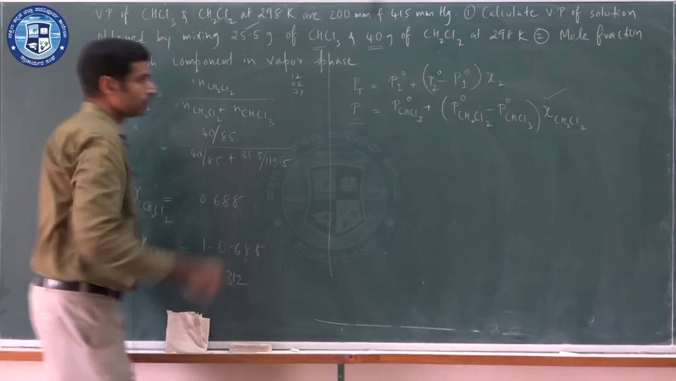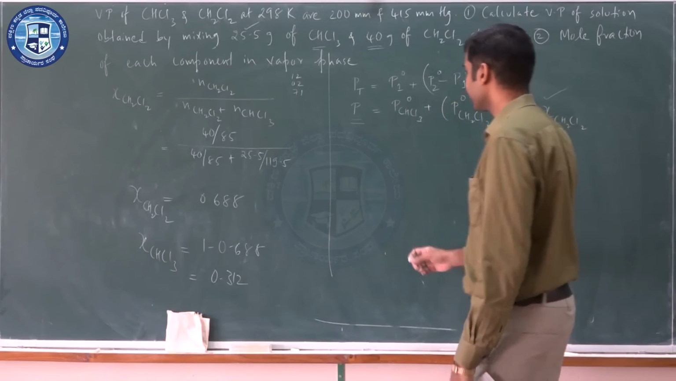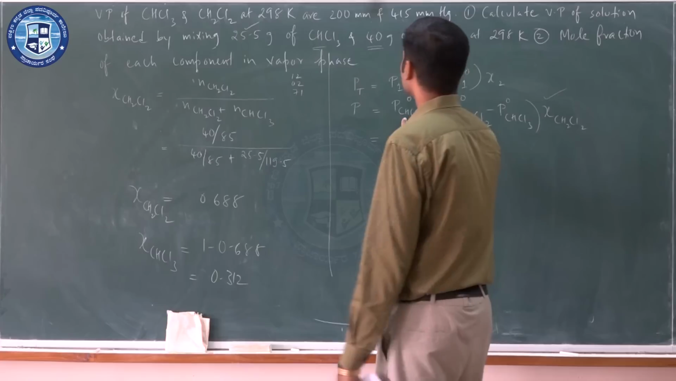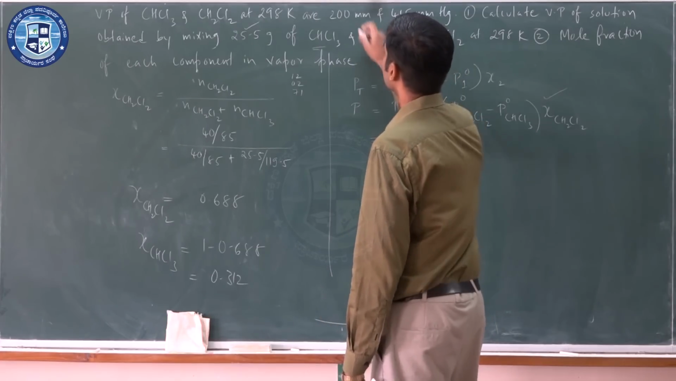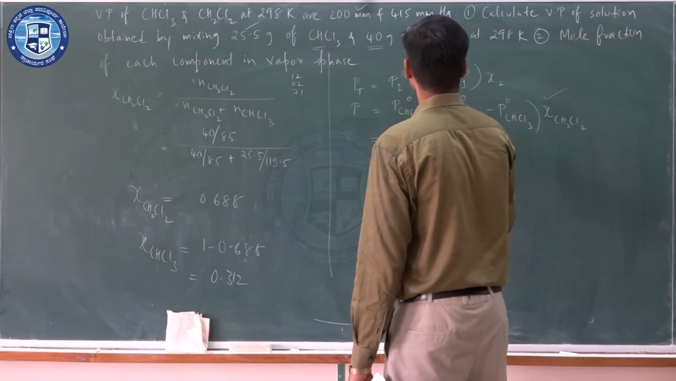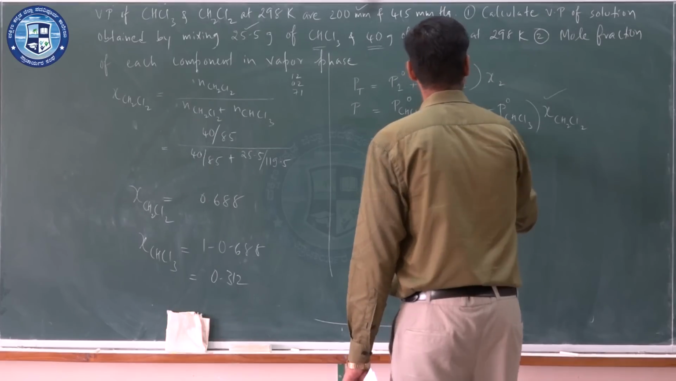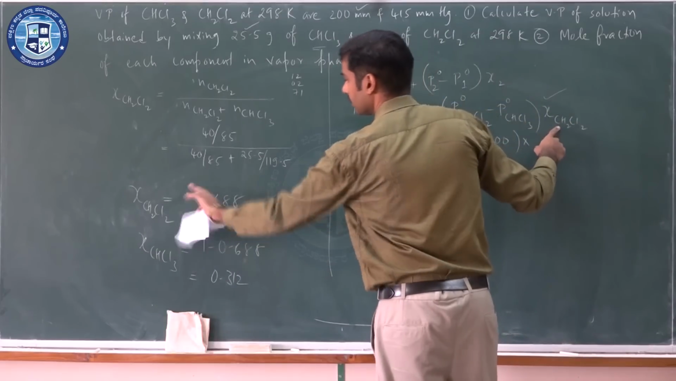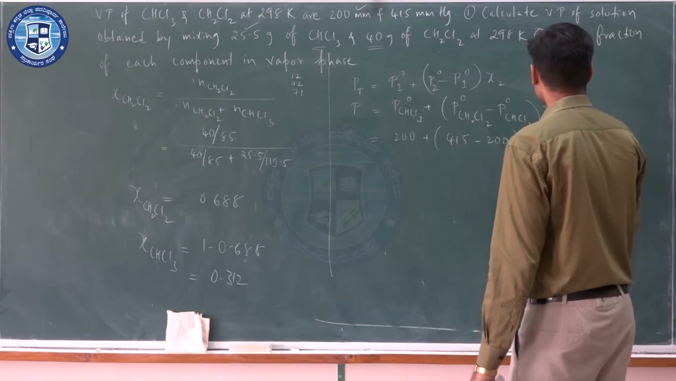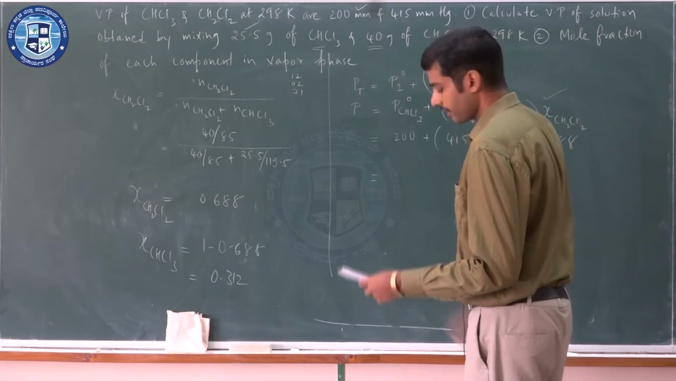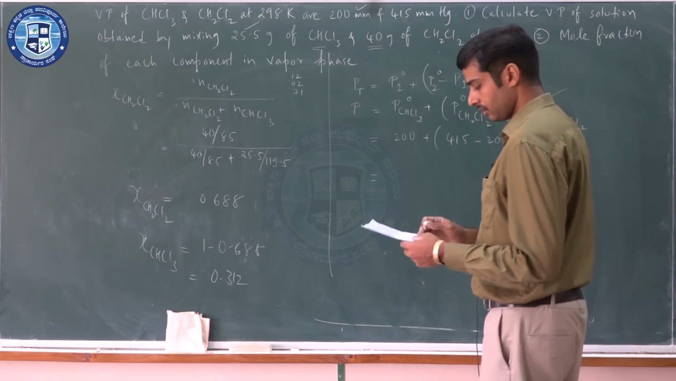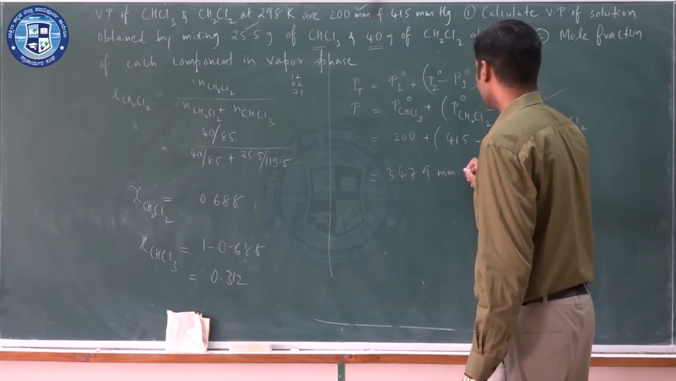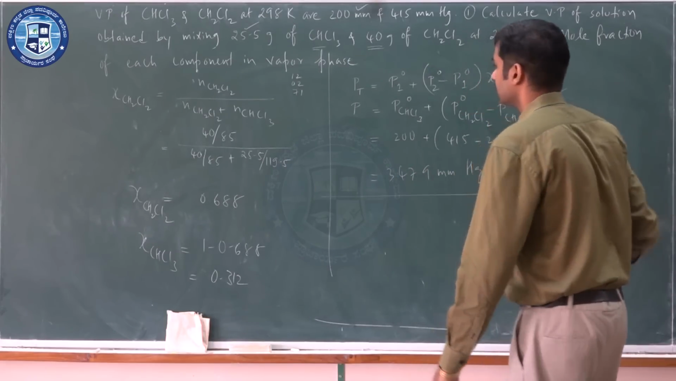So, let me carry forward this to get the total vapor pressure. Total vapor pressure therefore will be equal to P0 of chloroform, which is 200, plus the difference, 415 minus 200, into the mole fraction of dichloromethane that I have just calculated as 0.688. I simplify this, I should be able to get a value of 347.9 millimeter of mercury. So, this will be the first part of the solution.